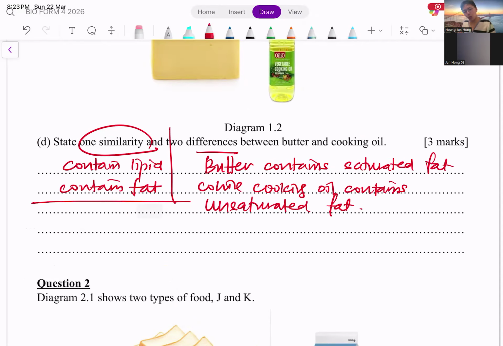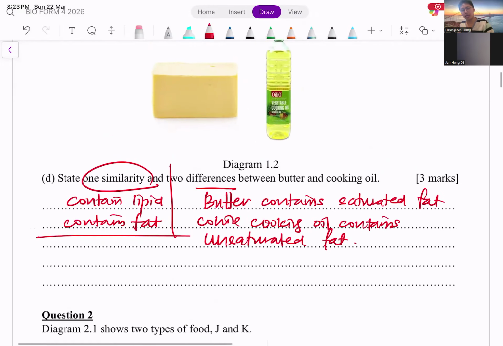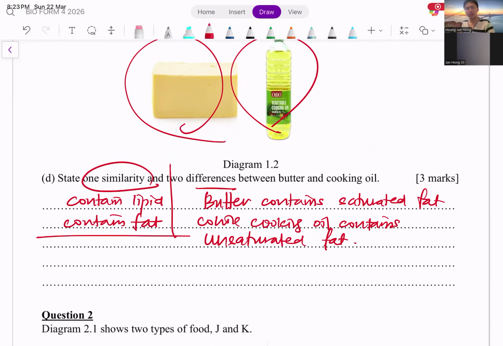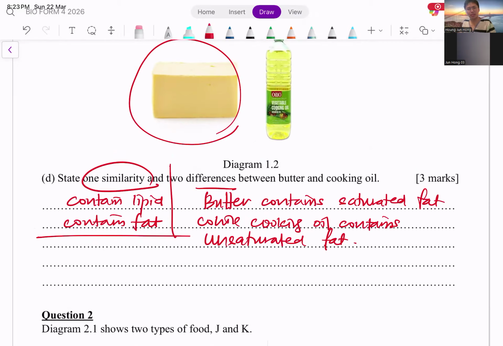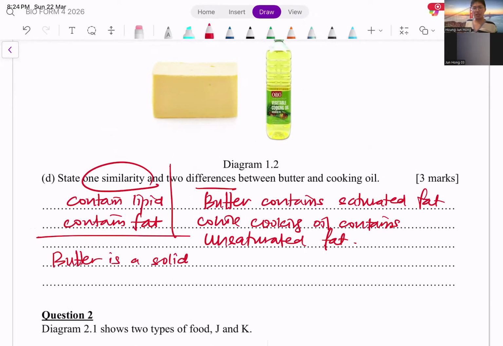I'm just going to give one more. One more very common and obvious one is solid and liquid. Very clearly, this is a solid. It will melt, but it's still a solid. And this is a liquid. So yes, butter is a solid. And remember, I mentioned before, whenever you want to talk about something's state of matter, you must mention the temperature. Because without that, you can't justify where you draw the line between solid and liquid.